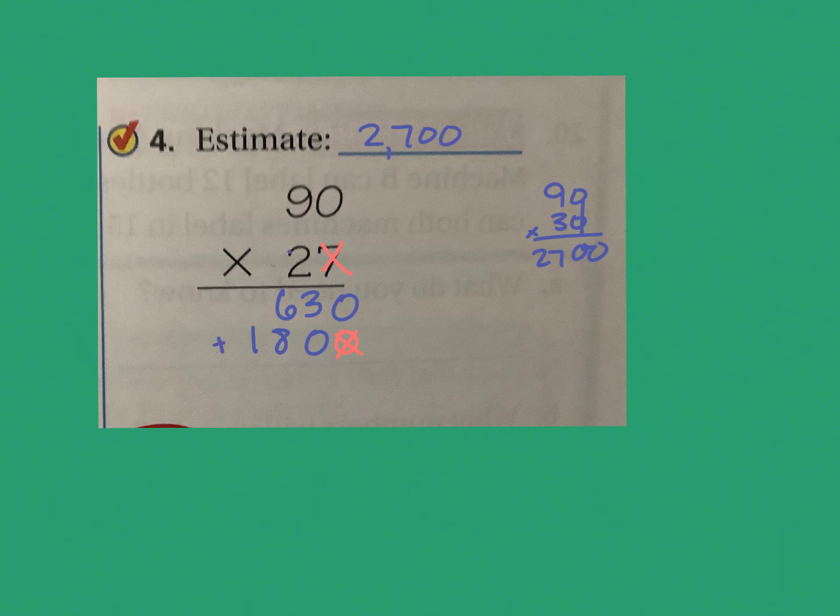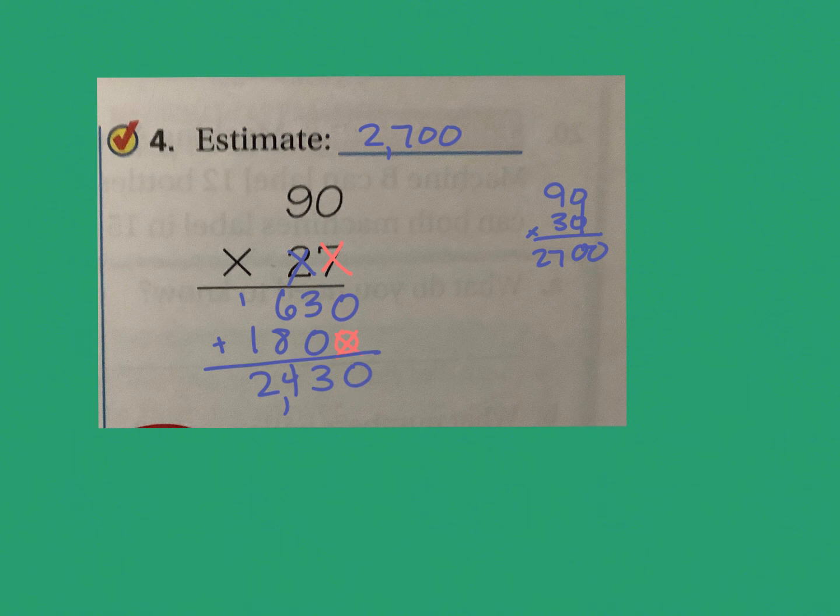Now both numbers have been done. I can add my partial products. 0 plus 0 is 0. 3 plus 0 is 3. 6 plus 8, 9, 10, 11, 12, 13, 14. And 1 plus 1 is 2. 2,430, which is reasonably close to that. So I'm on track. That is a good product, a reasonable answer.